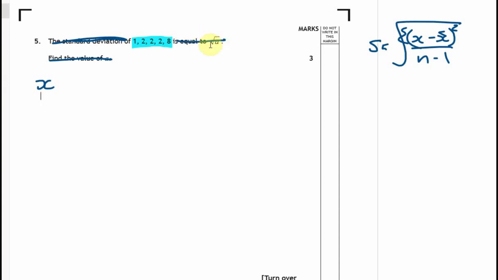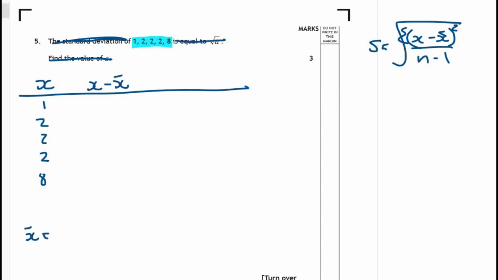At the back of your head, it wouldn't be a bad idea to think, I'm going to root something at the end, but let's forget that just now. They've handily organised all the data, so I don't need to worry about that. So there's my x, x minus x bar. Now what is the x bar? Well, x bar is just the mean, isn't it?